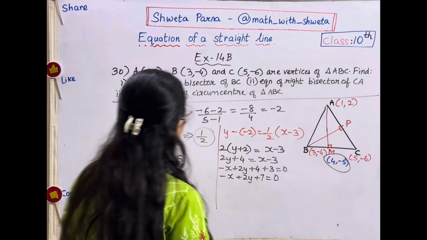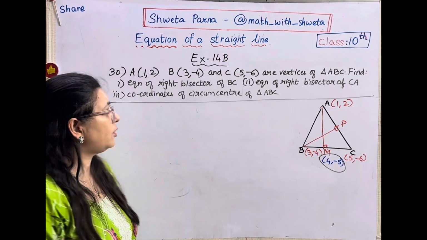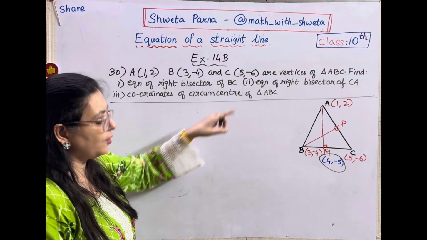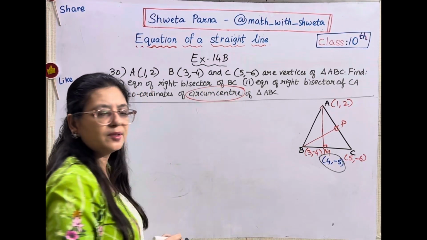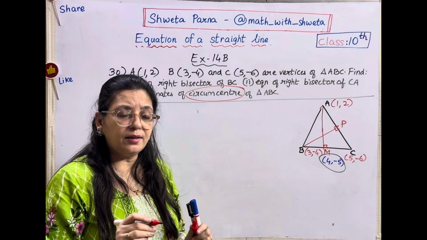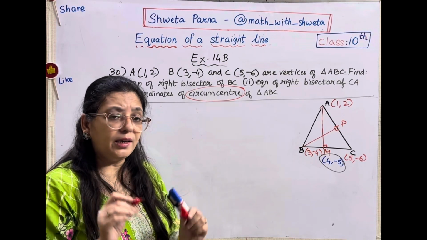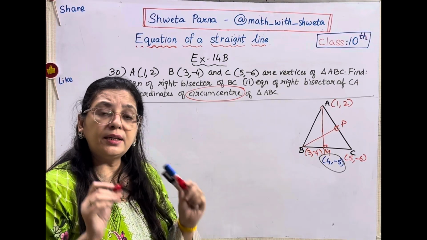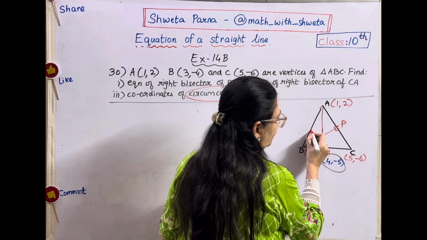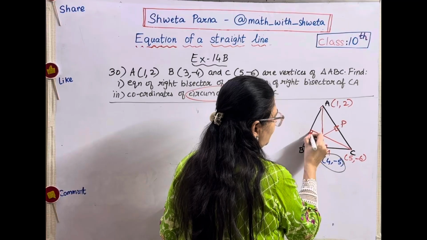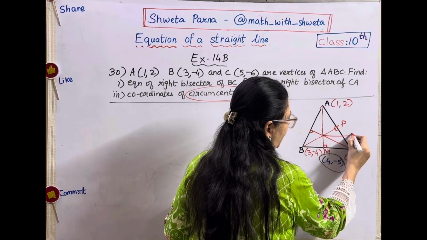Now let's go to the third part. The third sub question: coordinates of the circumcenter of triangle ABC. What do you mean by circumcenter? Circumcenter is the point of intersection of the 3 altitudes, and it has to be a bisector also. Say for example like this. This is the bisector. So say point H.